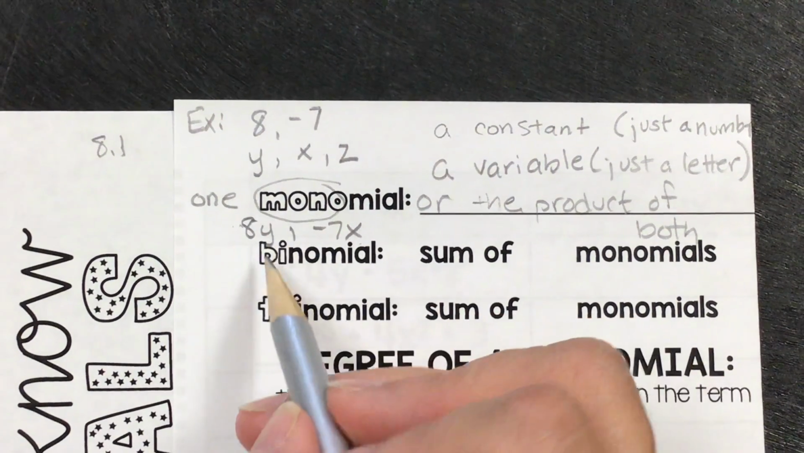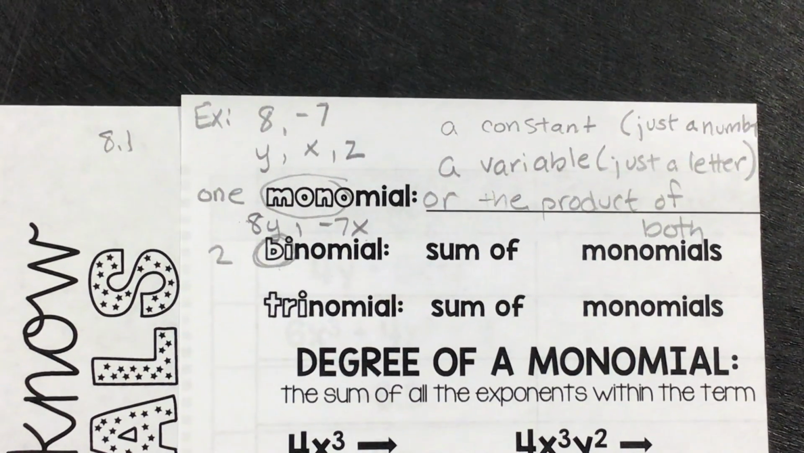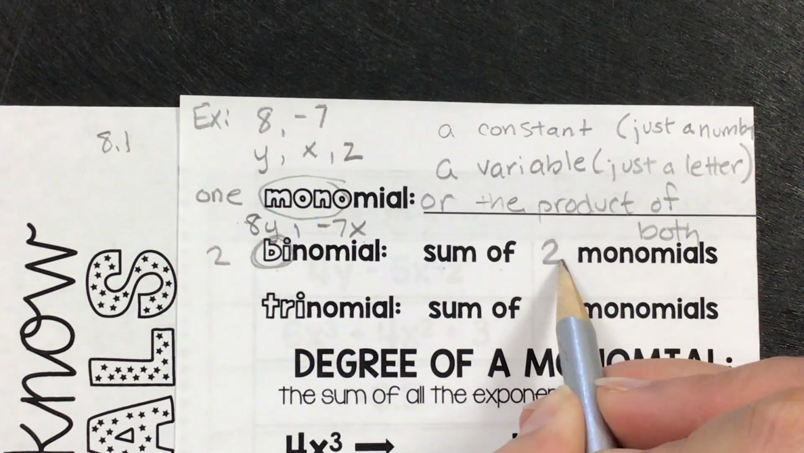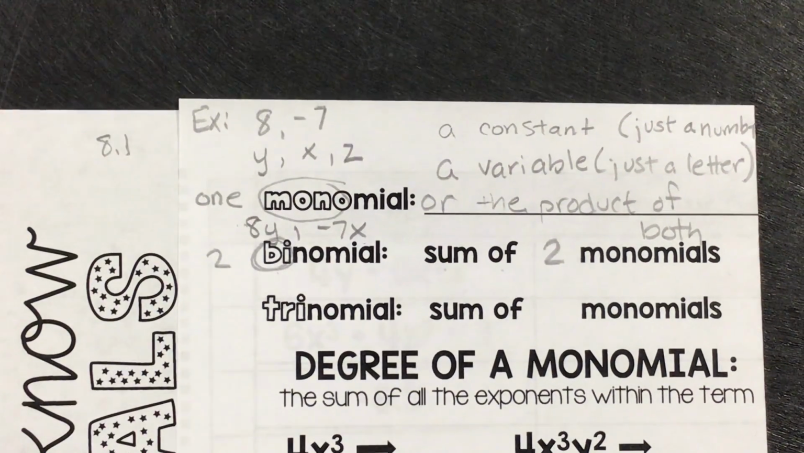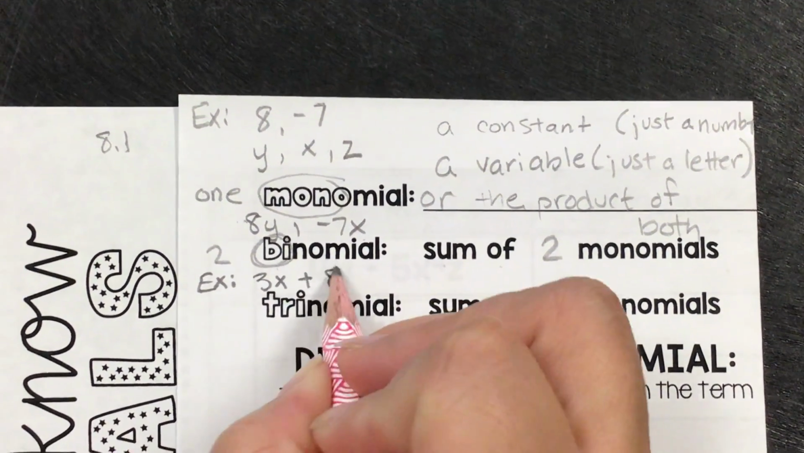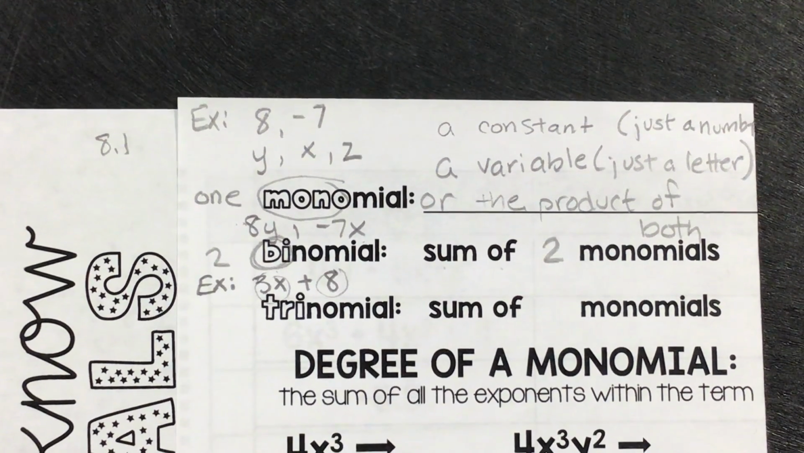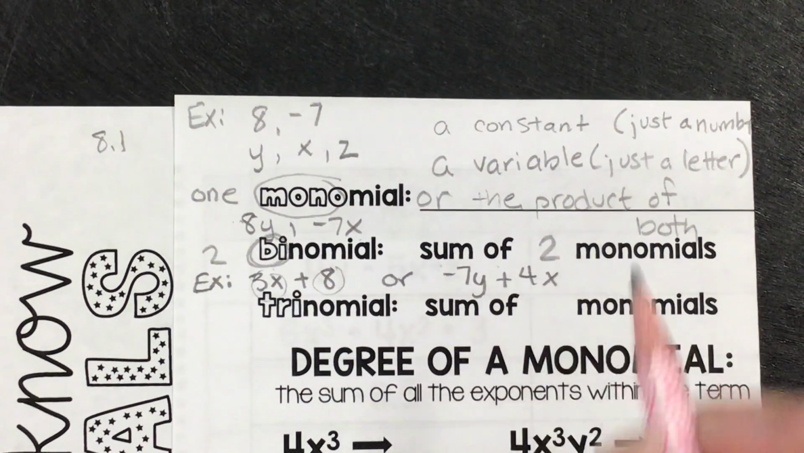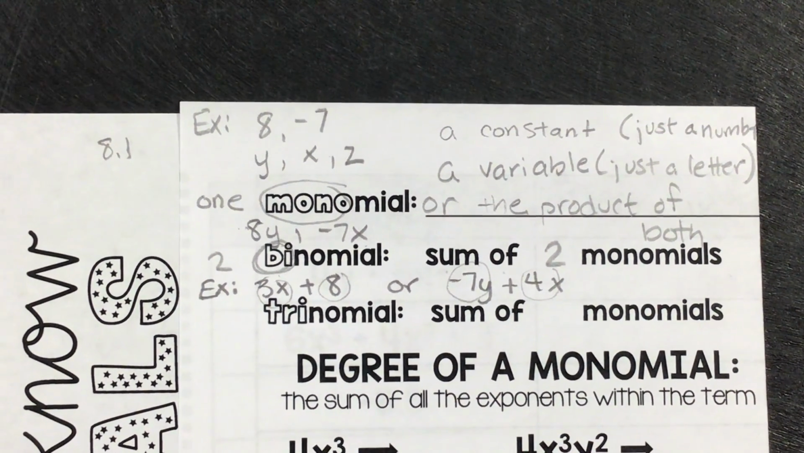A binomial, that prefix means two, like a bicycle, bifocal. That is the sum of two monomials. Just to make sure that everybody is okay, I'm going to give you some examples right here. So 3x plus 8. Here's one monomial and here's another monomial, making it a binomial. Or something like -7y plus 4x. Here's one monomial and here's another monomial, making it a binomial.